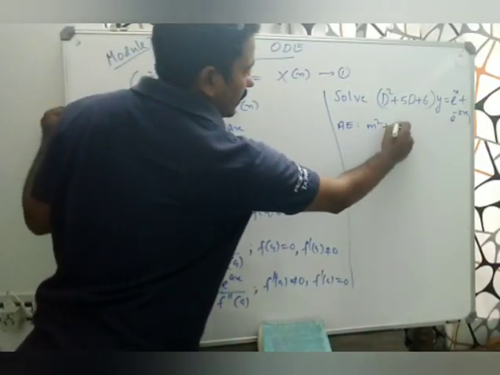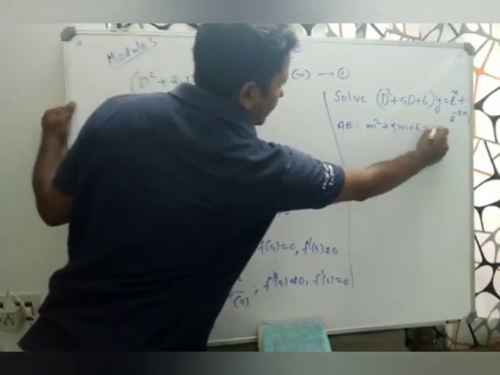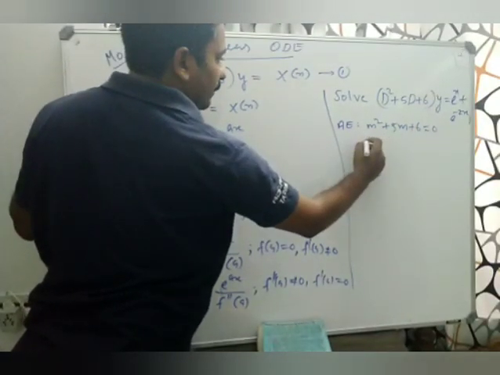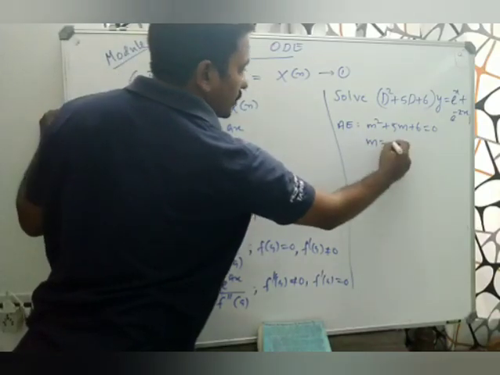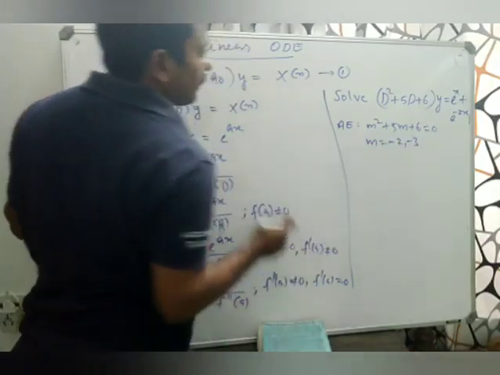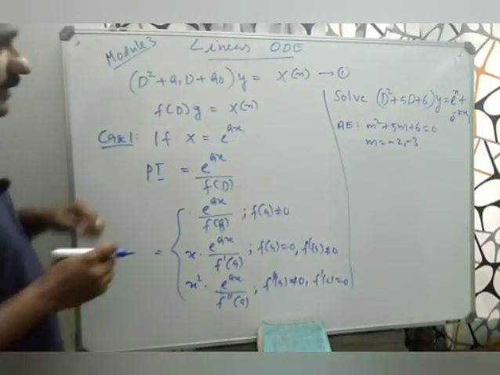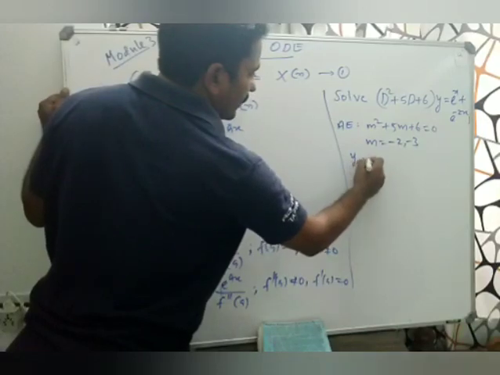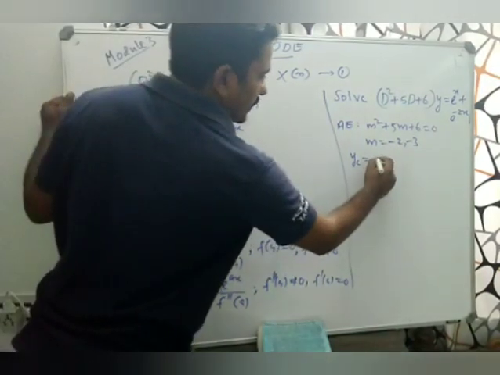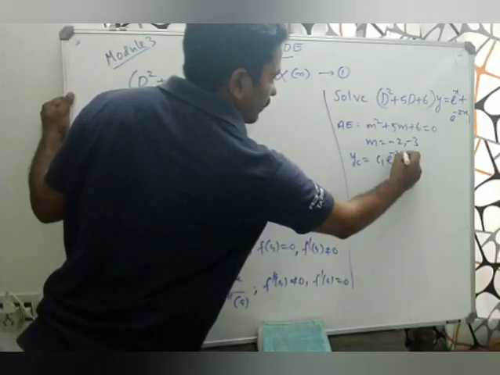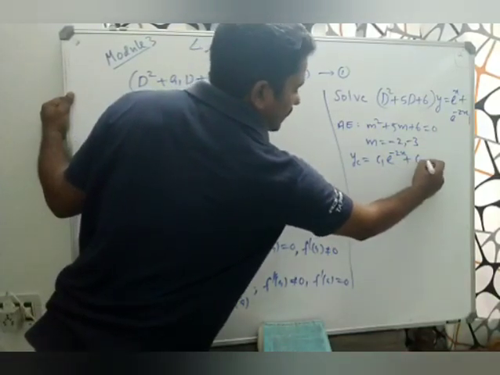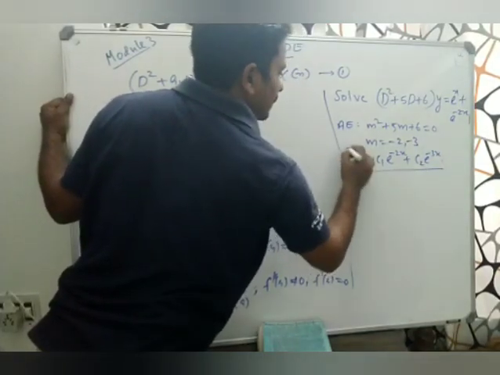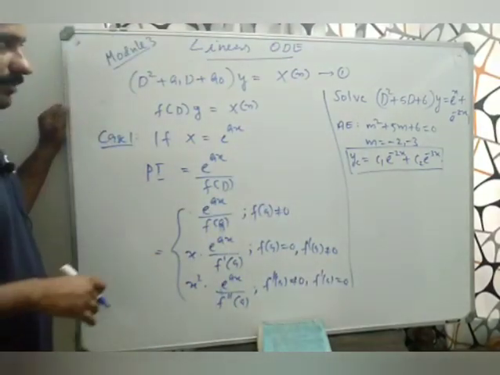To find the complementary function, first we write the auxiliary equation as m squared plus 5m plus 6 is equal to 0. So find two numbers whose product is 6 and sum is 5. When you solve this, you will get m equal to minus 2 and minus 3. So we can find the complementary function yc as some constant c1 e to the power minus 2x plus some constant c2 e to the power minus 3x. This is the complementary function, the first part of the problem.